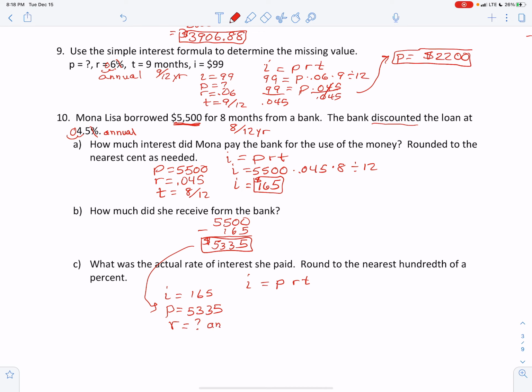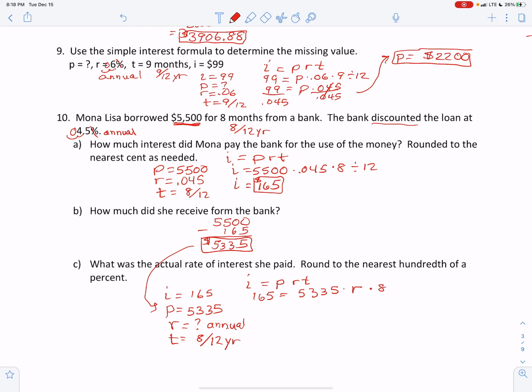and we want it to be annual because that's how we express rate. That's a default for rate, is annual. So we need our time in years. Well, we already did that. We said she's using it for 8 months or 8/12 of a year. So let's plug in what we know. 165 equals P, 5,335. We'll leave R as a variable.